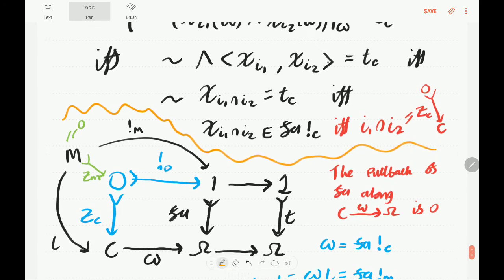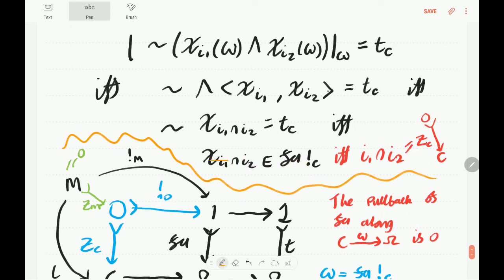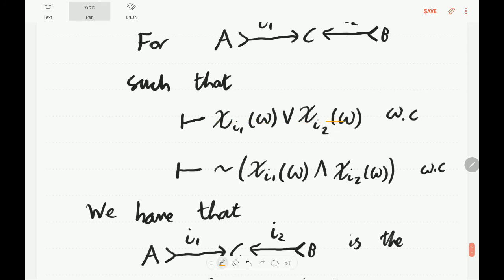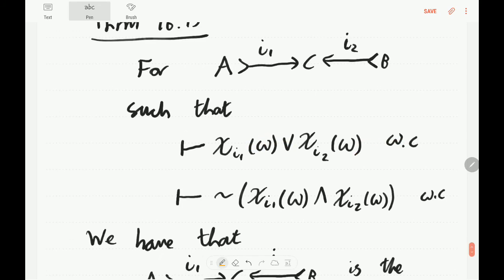So that means essentially this statement is basically saying that these monics I1 and I2 have an empty intersection. In other words, they're disjoint. And actually, what this statement is saying is that the union of I1 and I2 is C, okay? So the intersection is empty and the union is all of C, which fits our intuition of what coproducts are.